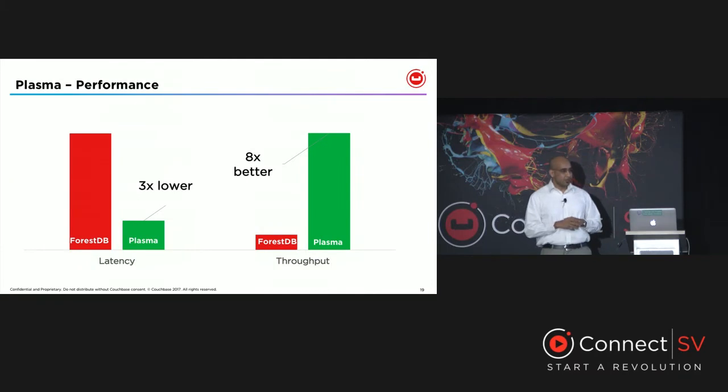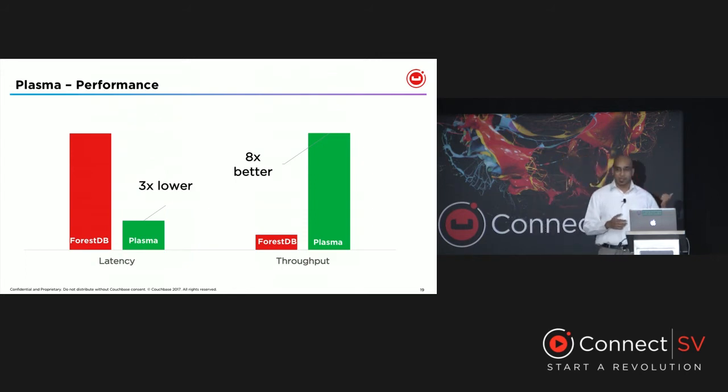Double-clicking on the performance compared to what was there in ForestDB, which was the standard GSI that we had till 5.0: latencies are 3x lower. Throughput is almost, this is not a percentage by the way, this is a magnitude of 8x better.